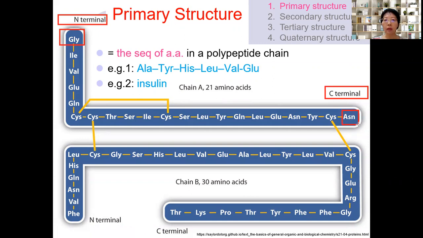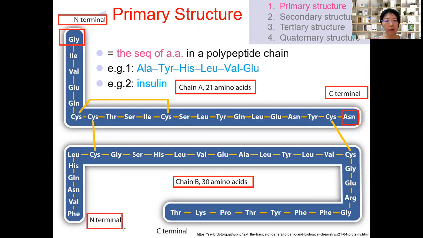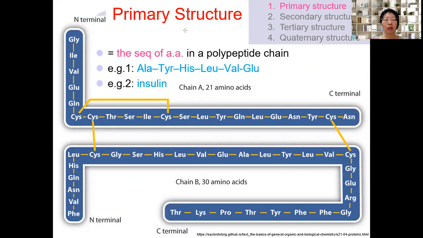Now, insulin is made up of 2 polypeptide chains. So the second polypeptide chain is called chain B with 30 amino acids. The first chain is chain A. It's got 21 amino acids. Okay, you don't have to memorize, just look at it. Now, N-terminus. So this will be the first amino acid. And in C-terminal, this will be the last amino acid. So this chain shows you the sequence of the amino acids in the polypeptide chain. So this is the primary structure of insulin.